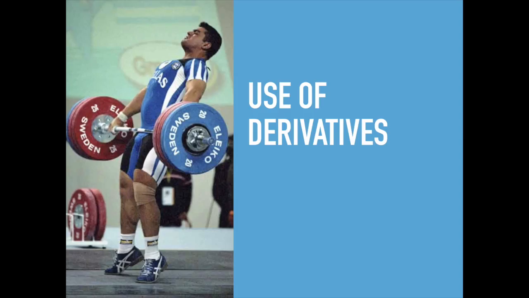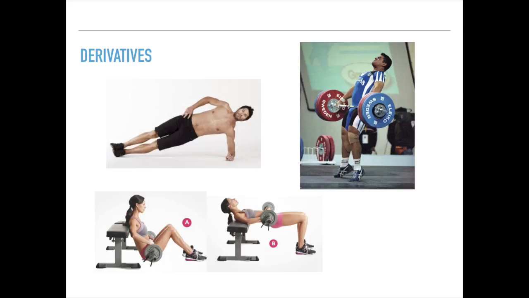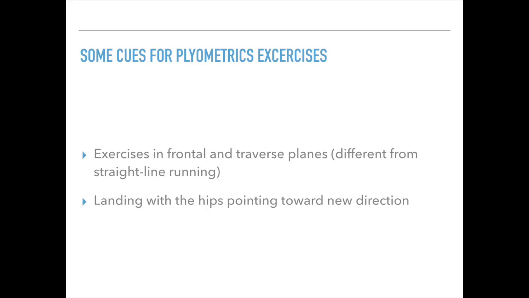Considering the analysis of previous videos, some derivatives that can be used are the clean, especially using the second pull, which stresses the hyperextension of the spine, specific core stability exercises like the plank, and exercises like the hip thrust that can help to prevent pelvic drop or excessive forward leaning.